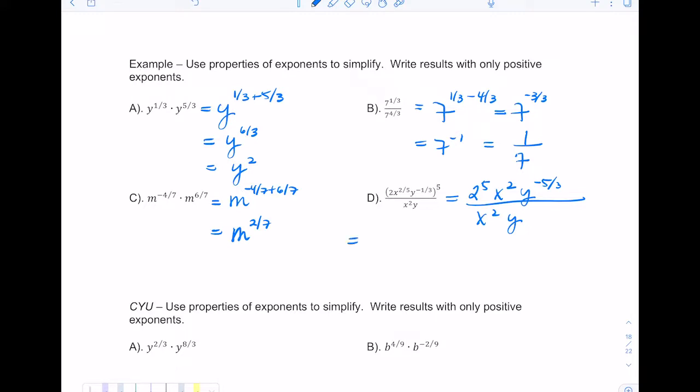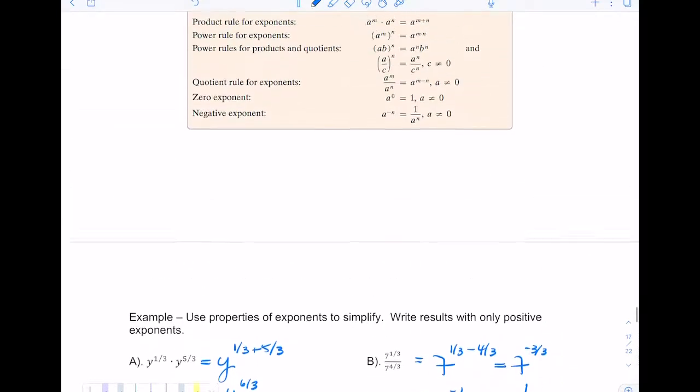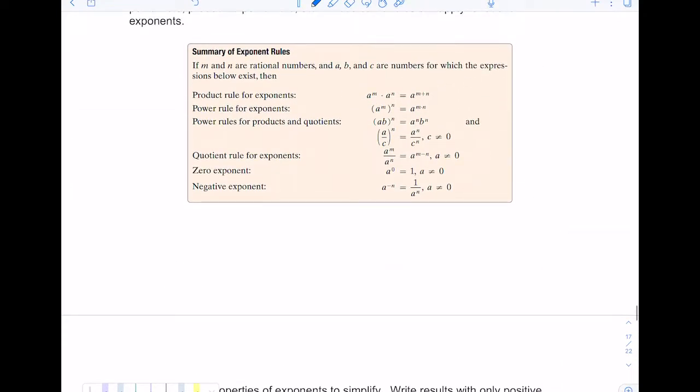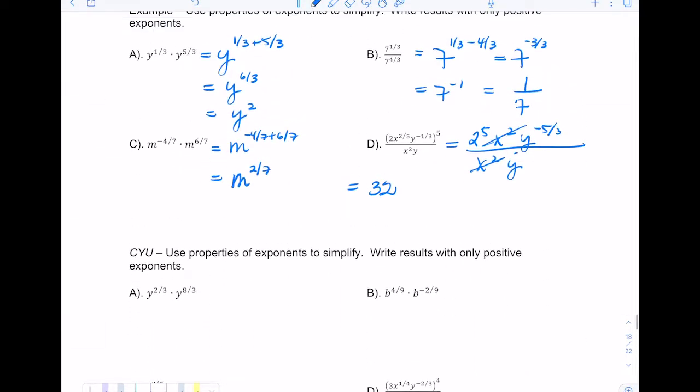So to simplify, 2 to the 5th gives me 32. We have an x squared divided by an x squared, which just cancels out. And again, you're dividing. So we would subtract the exponents. 2 minus 2 is 0. And anything to the 0 power, as you can see in this rule, is just 1. Okay, so that's why they cancel.